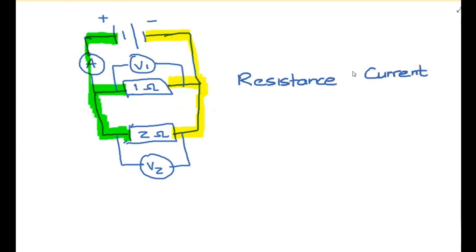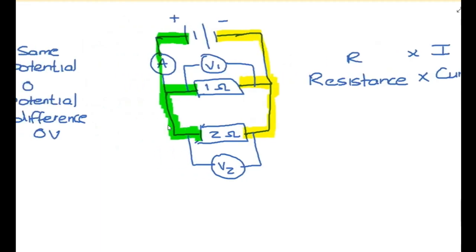What we are looking at here is R times I, which is going to be equal to V. And in parallel, the V's are the same, because once things have gone through, they are going to be at the same potential on either side. So in a parallel circuit, if I look through the 1 ohm resistor, the current has to be able to get to the same potential, so V1 must be equal to V2.